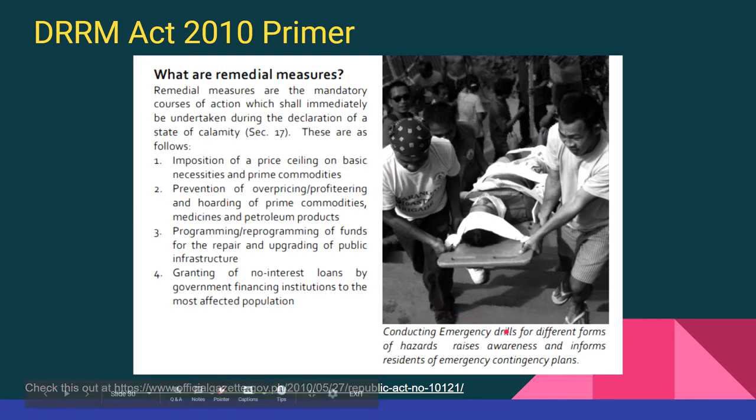It's also important for emergency drills to be conducted on a regular basis and for the information to be disseminated among the citizens.